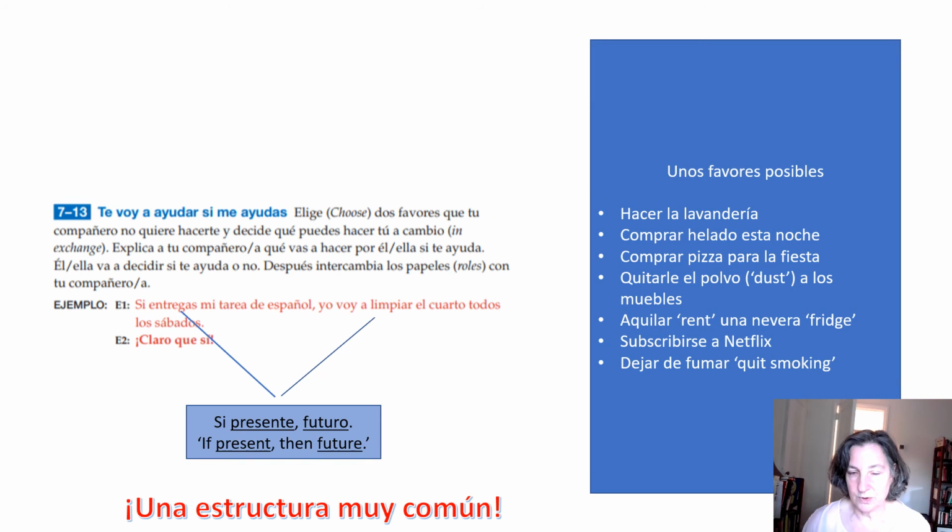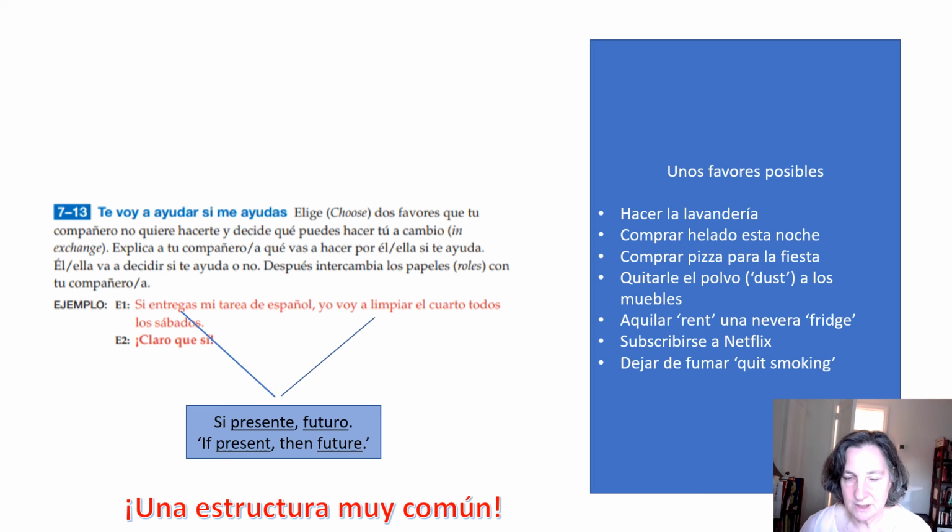So now we're going to continue to talk about favors, but this time it's going to be to practice these if sentences. So let's see the instructions. Te voy a ayudar si me ayudas. I'm going to help you if you help me. So look at those wonderful object pronouns which come before the conjugated verb. Te voy a ayudar, I'm going to help you. Si me ayudas, if you help me.